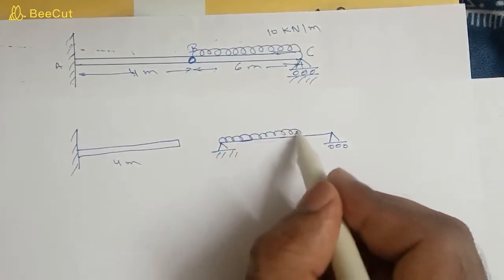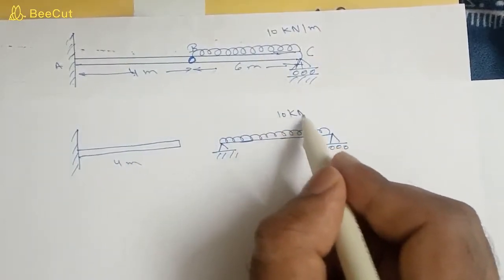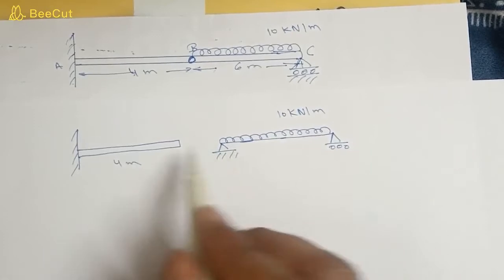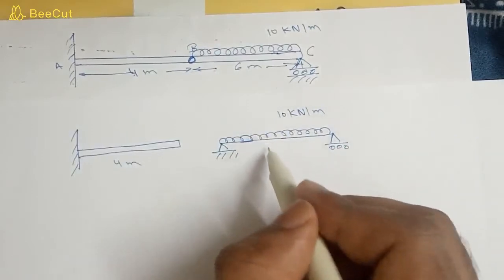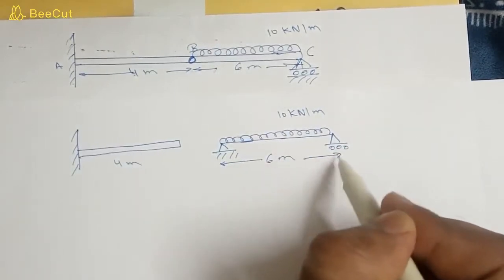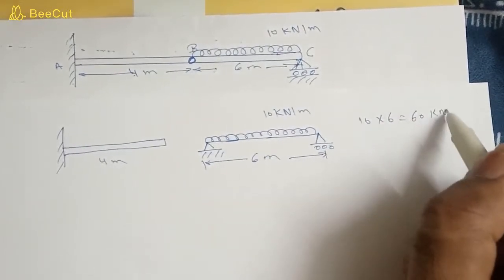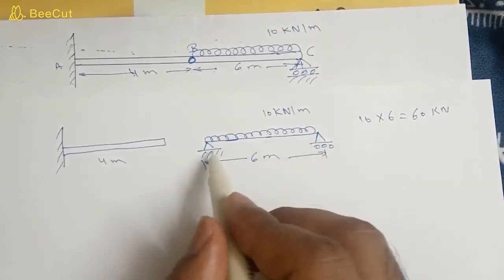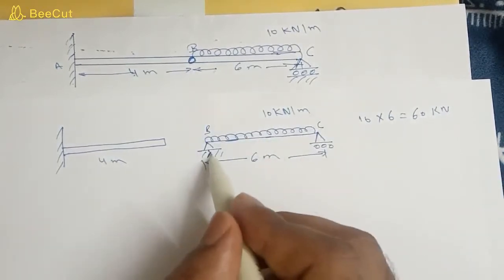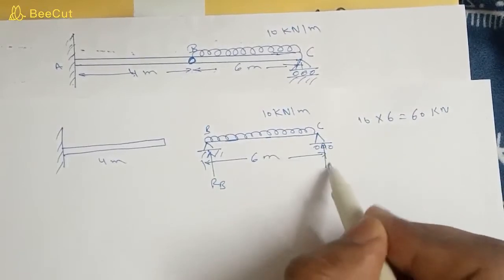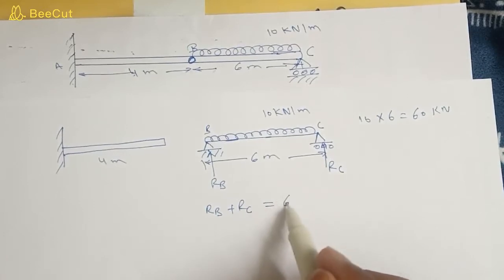A UDL is applied over this length of 6 meter. Its value is 10 kilonewton per meter. So this is a simply supported beam and this became a cantilever beam. Here we have total 10 into 6, this is 6 meter, so the total load is equal to 10 into 6 is equal to 60 kilonewton. This 60 kilonewton will be distributed at this point B and C. Suppose this is RB, this is RC. So RB plus RC will be 10 into 6 is equal to 60.